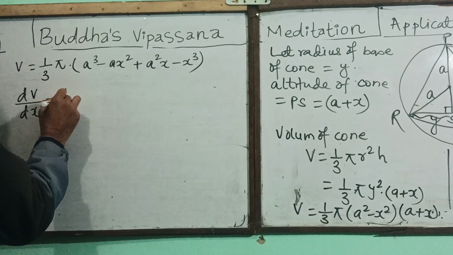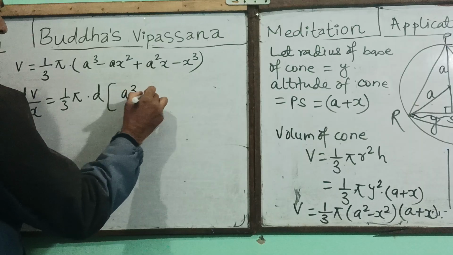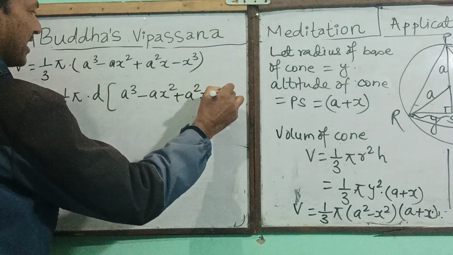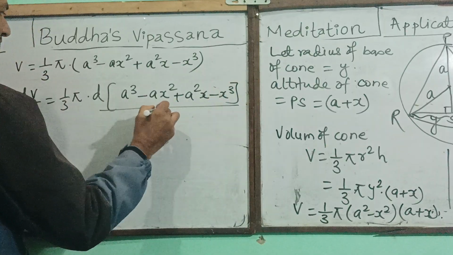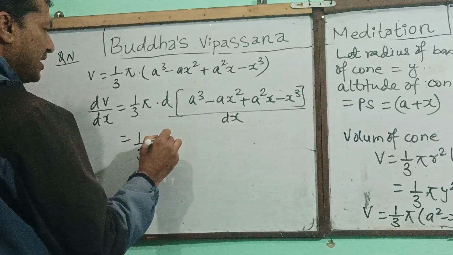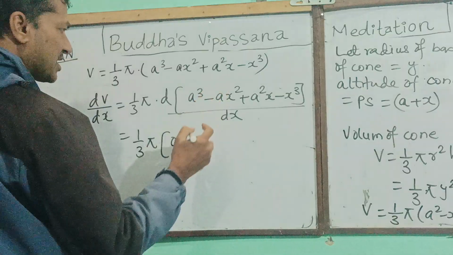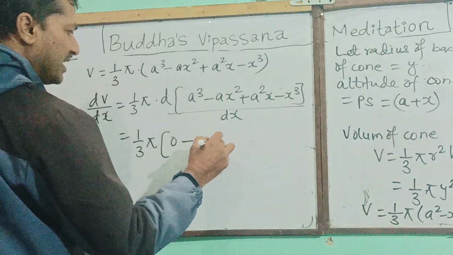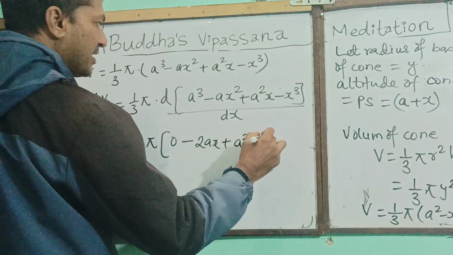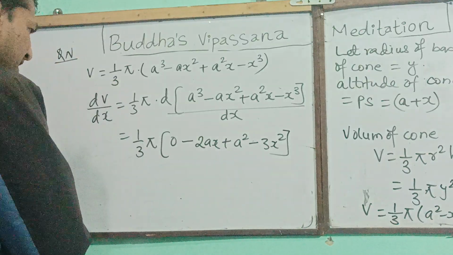So this is 1/3 pi into derivative of a cube minus ax square plus a square x minus x cube over dx. Okay, so this is simply 1/3 pi into, this is a cube, derivative is 0, plus x square means minus 2ax, this is plus a square minus 3x square. This one is the derivative. So now second derivative.